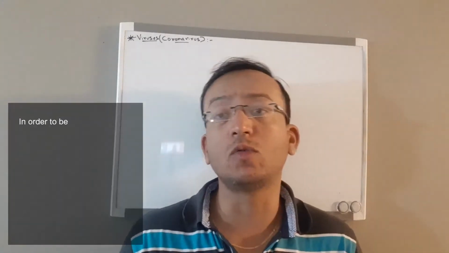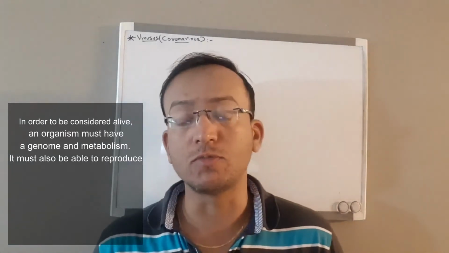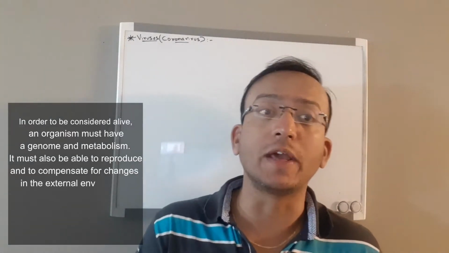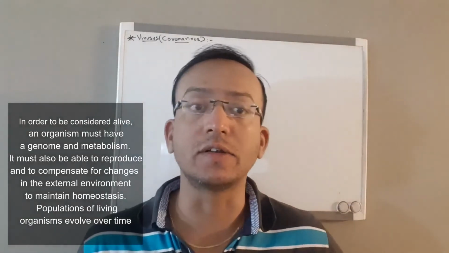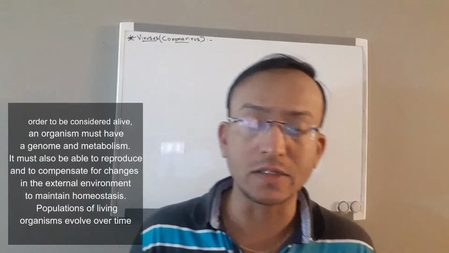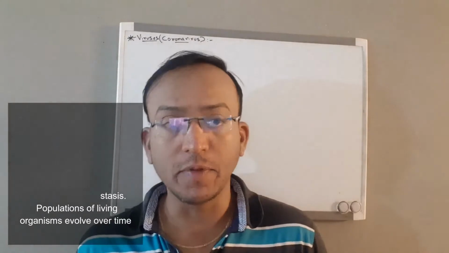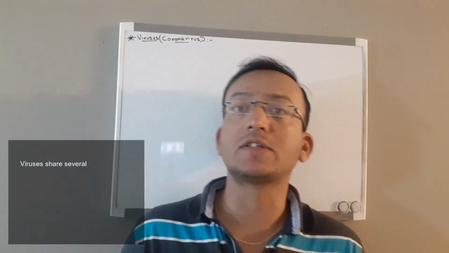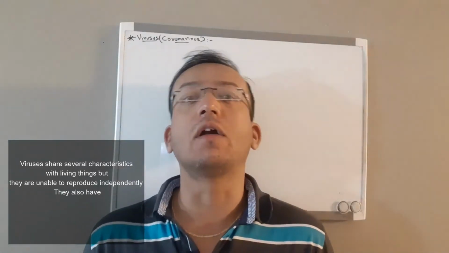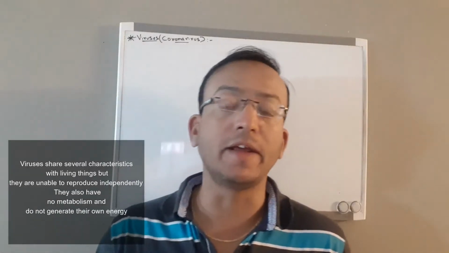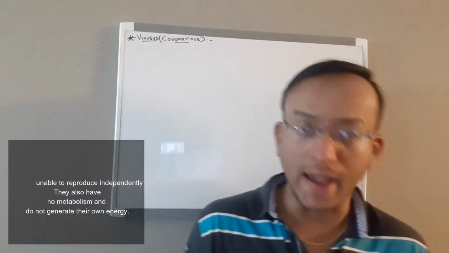First thing, in order to be considered alive, any organism must have a genome and a metabolism. That means it must also be able to reproduce and to compensate for changes in the external environment to maintain homeostasis, right? And the population of living organisms evolves over time, but not the viruses. So viruses share several characteristics with living things, but they are unable to reproduce independently. They also have no metabolism and do not generate their own energy.